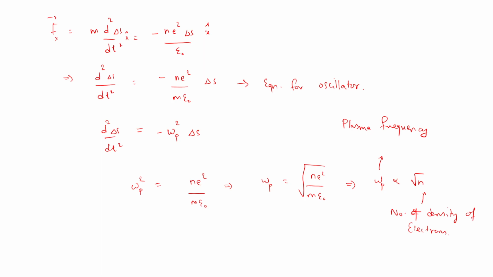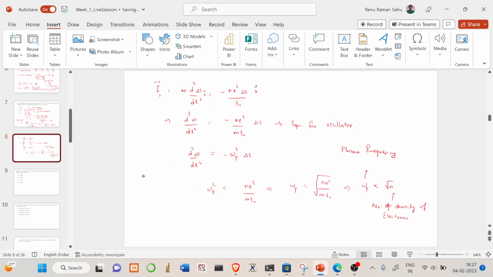So you can use this formula to solve problems like, if the plasma frequency changes from a particular value to another value, how the number density will change. You just have to use this proportionality and solve the problems. Now let us go to the next question.